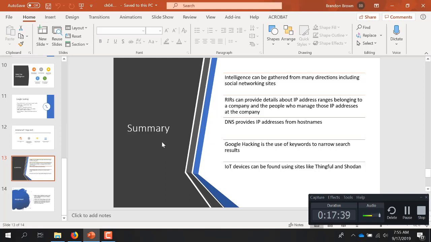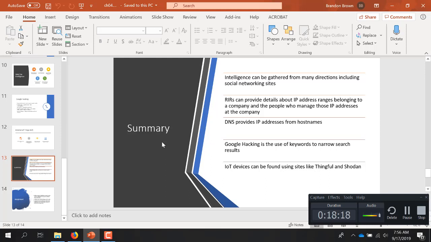Understand the tools that you have at your disposal to do this footprinting. It's gathered from many different directions, including social engineering, Google, registries, simple tools that have been in Linux and Windows forever, such as DNS Lookup or Whois. Know about the DNS structure and how it provides IP addresses from host names and doing that in reverse. Understand what Google hacking is and how you can use keywords and switches and variables in the Google search engine to garner a lot of information.